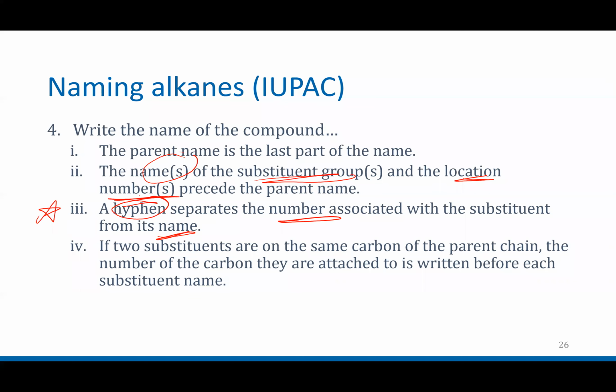If 2 substituents are on the same carbon, the number of the carbon they are attached to is written before each name. What I mean is, if I had a methyl and an ethyl on number 2, I still write number 2. I write 2-methyl, 2-ethyl. You can't really have a 2-ethyl, but we'll get there, you'll see.